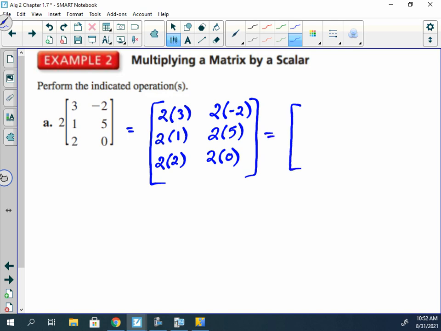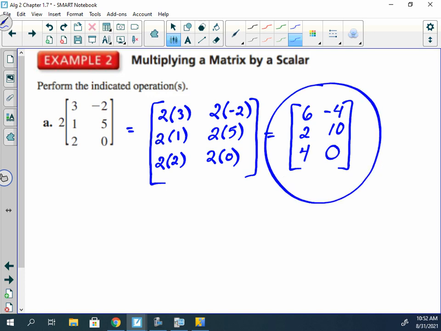Well, looking at this here, what is 2 times 3? 6. And 2 times -2 is -4. 2 times 1 would be 2. 2 times 5 is 10. 2 times 2 is 4, and 2 times 0 is 0. That's it. That's all we have to do on these here. Any question on this here?